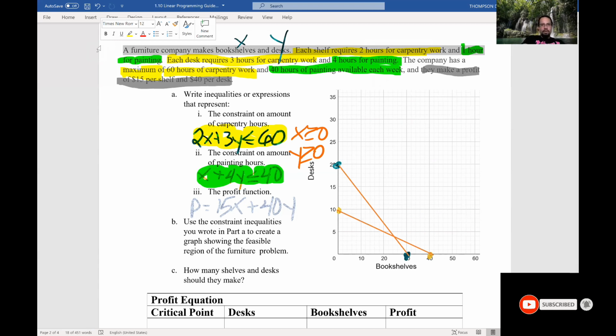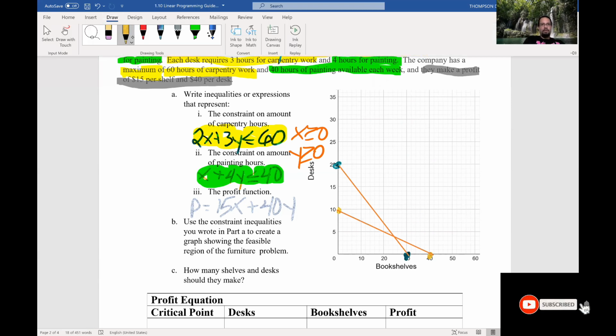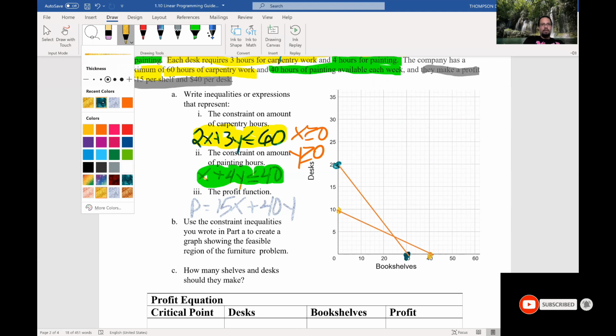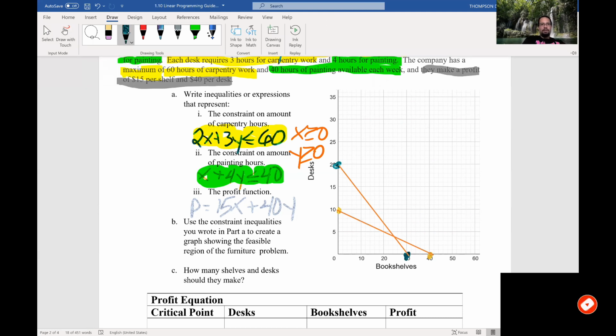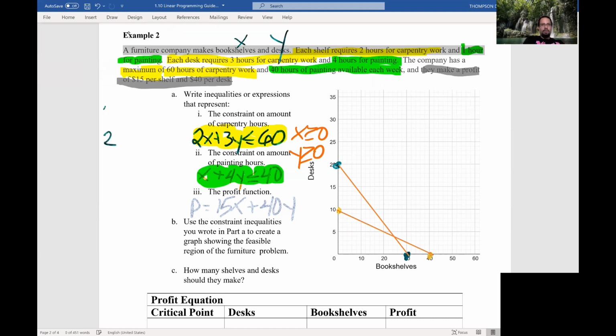Okay. Then we need to shade our graph. So first we are going to use 0, 0. That's 2 parentheses 0 plus 3 parentheses 0 is less than or equal to 60. Anything times 0 is 0, so we're just saying 0 is less than or equal to 60, which is true, and that's that top graph.